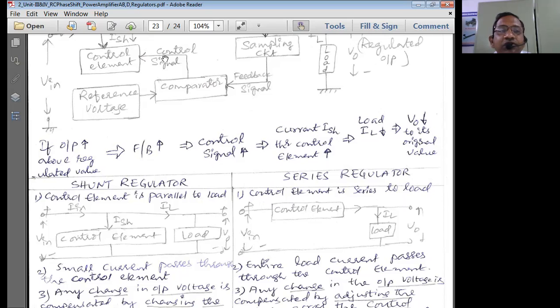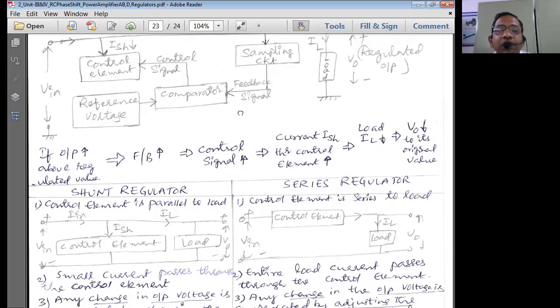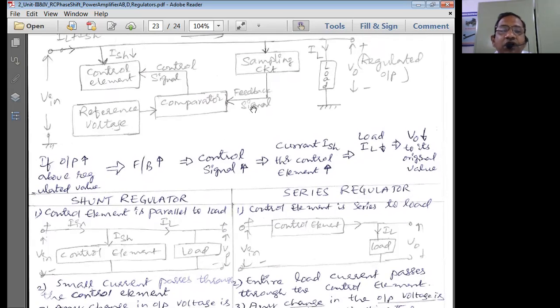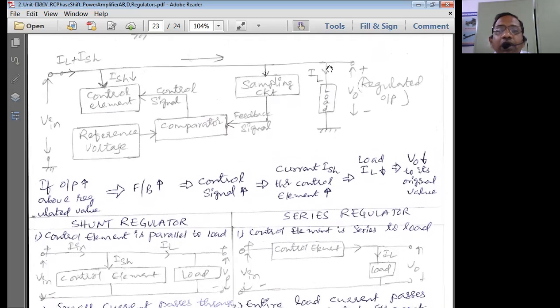Feedback increases, control signal increases. Control signal increases means what? The current ISH through the control element is also going to increase. If this control signal increases, it's going to draw more current. So when it draws more current, the output load current decreases because they both are in shunt. So this control element is going to take more current. When it is taking more current, load is going to take less current.